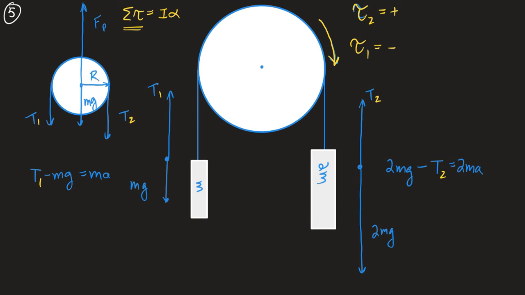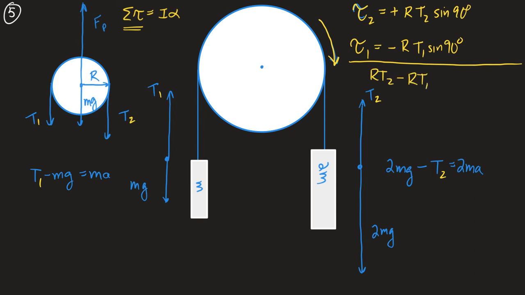This torque arm length is R. So R times T2 sine 90 degrees. For a pulley, remember, it's always going to be 90 degrees. The string will always exit the pulley at an angle that is perpendicular to the torque arm. That's why we use pulleys. R T1 sine 90 degrees. So net torque equals I alpha. So R T2 minus R T1 equals I alpha.